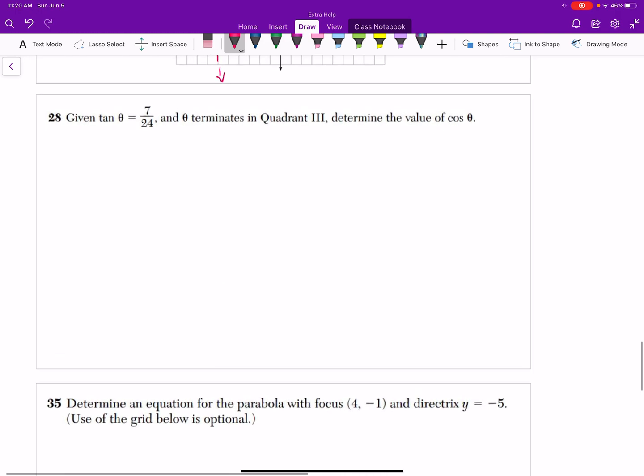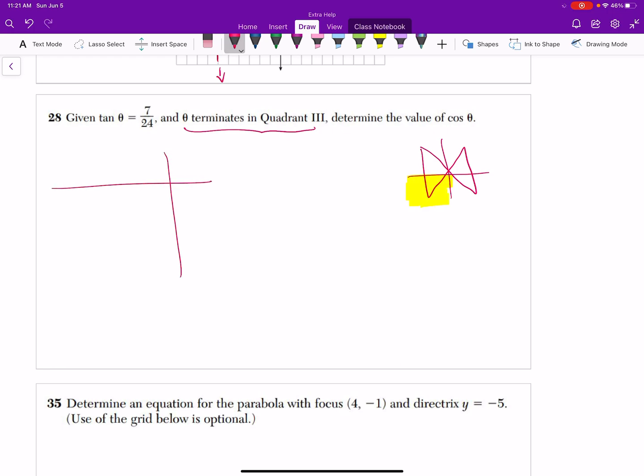Question 28. Given tan theta equals 7/24 and theta terminates in quadrant 3, determine the value of cosine. We did a trig question on one of the homeworks from last week where we said if they're not telling you to use a specific formula, it means you are going to be drawing a triangle and using SOHCAHTOA. This is telling us that we are in quadrant 3. Your 4 quadrants, remember, form what looks like a bow tie with their triangles. So we are going with the triangle that's in quadrant 3.